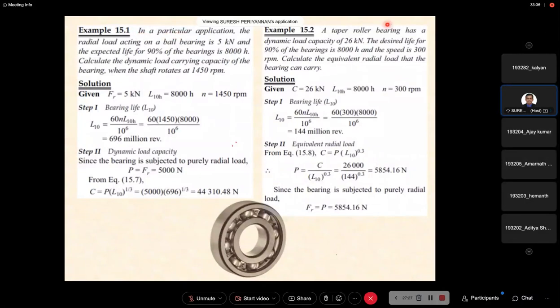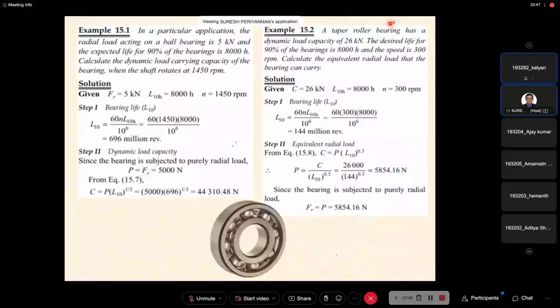Kalyan, how many students are there? Hello. Around 50, sir. 60. Please ask the students to join.